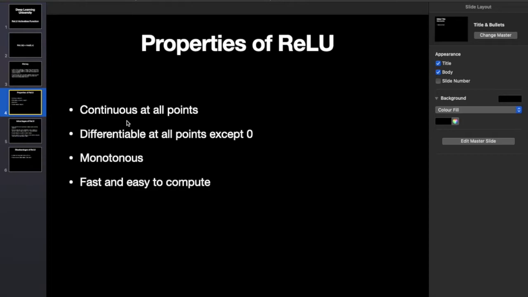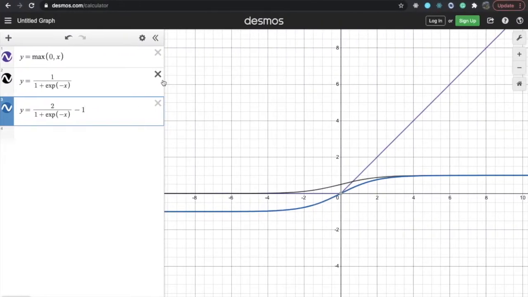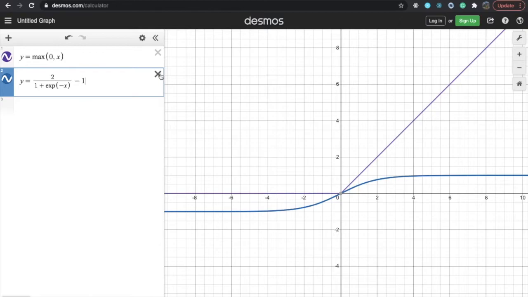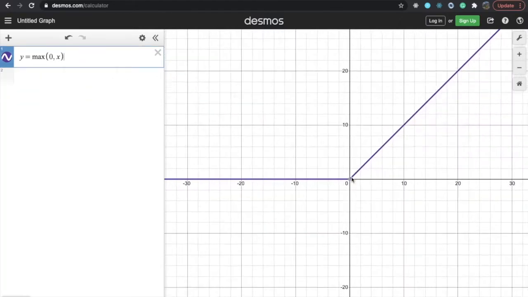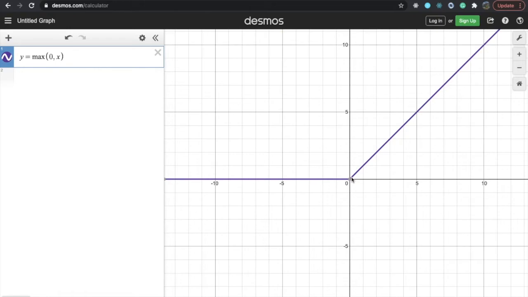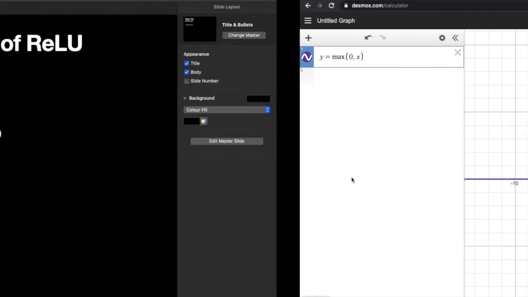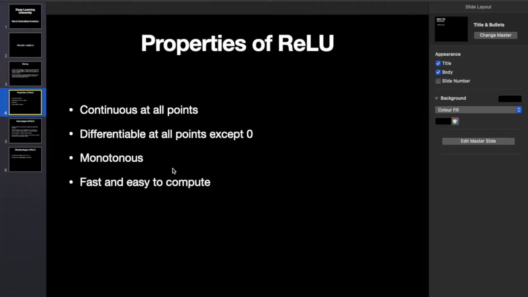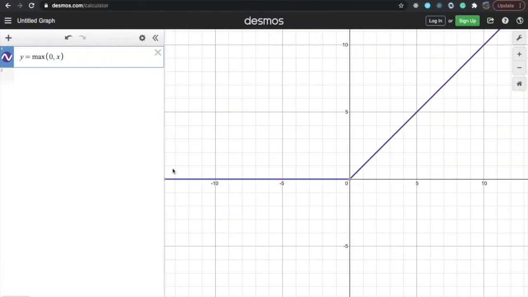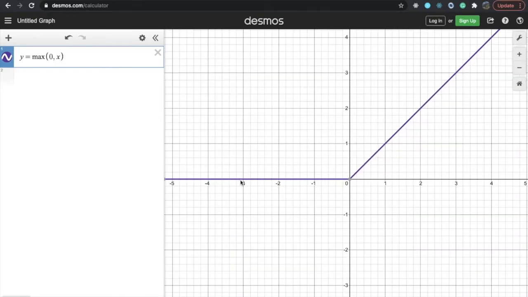Now the properties of ReLU. First, it is continuous at all points. As you can see, it doesn't break. There are no discontinuities in this function. It is differentiable at all points except 0. At 0 you can see that there is a sharp edge in this function, which makes it non-differentiable at the point 0. It is one of the disadvantages of using this function.